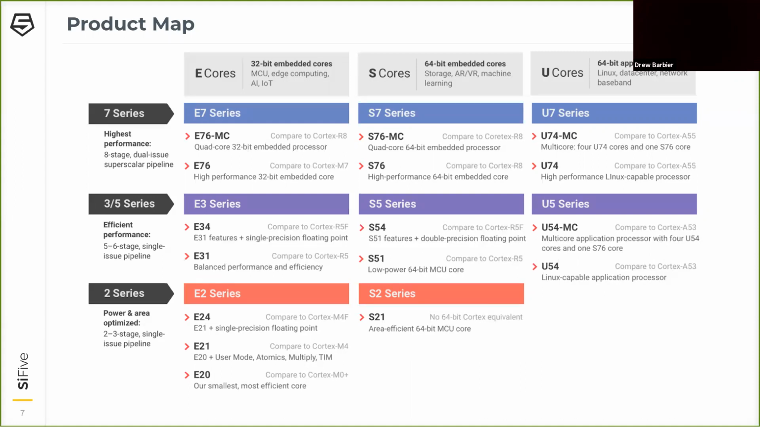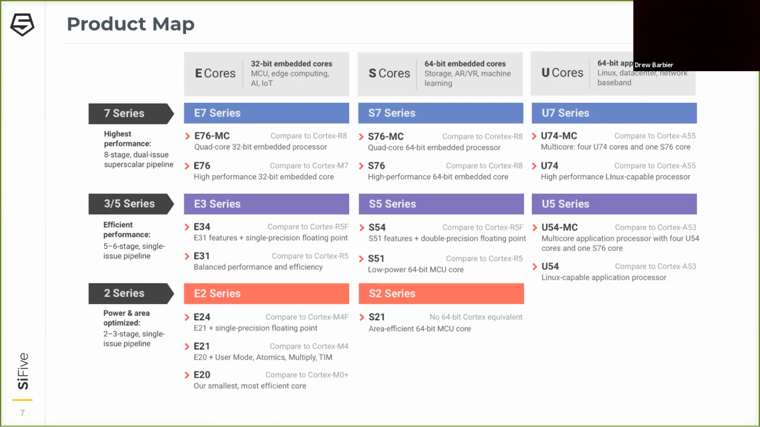Then we have the 3 and 5 series. This is a 5 to 6 stage single issue pipeline. So it's high performance, but still very efficient. It has advanced features like tightly coupled memories, caches on the instruction and data side, and other high performance features. It also offers E, S, and U type cores.